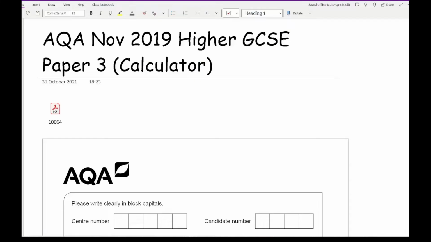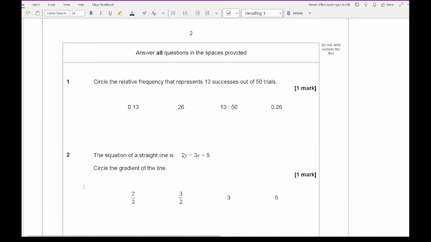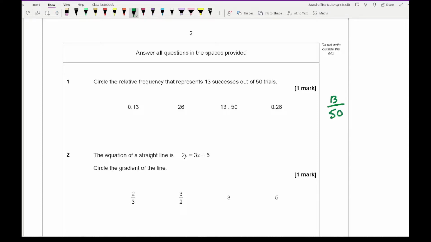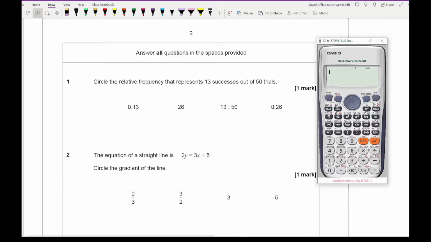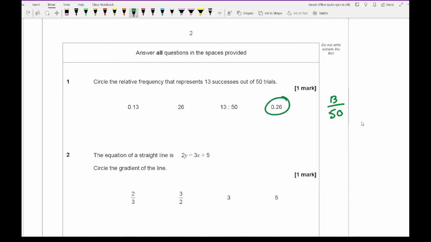It says circle the relative frequency that represents 13 successes out of 50 trials. So for here, what we need to do is basically do 13 divided by 50. And if we work that out on our calculator, 13 divided by 50 gives me an answer of 0.26. So that's going to be our fourth option.